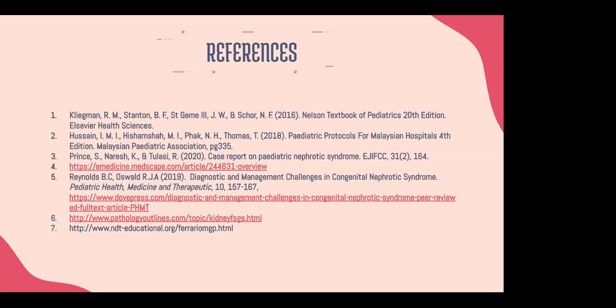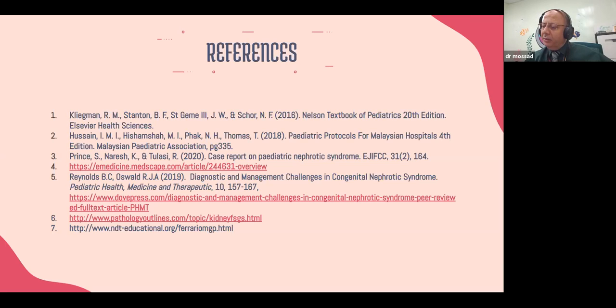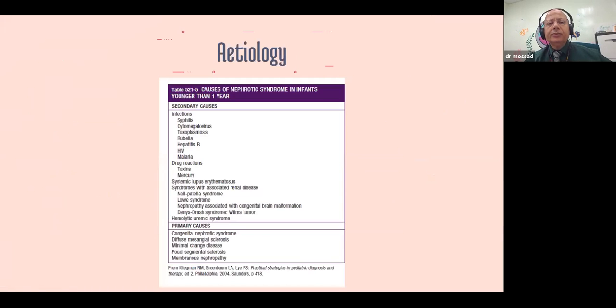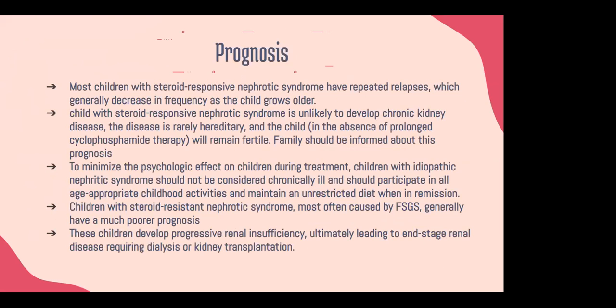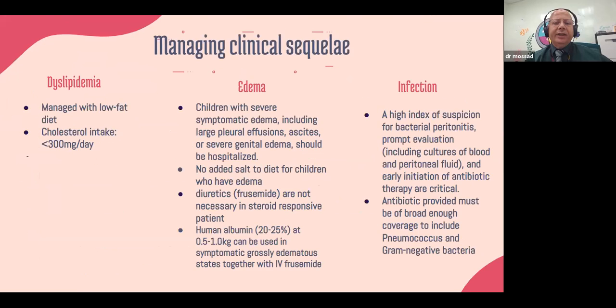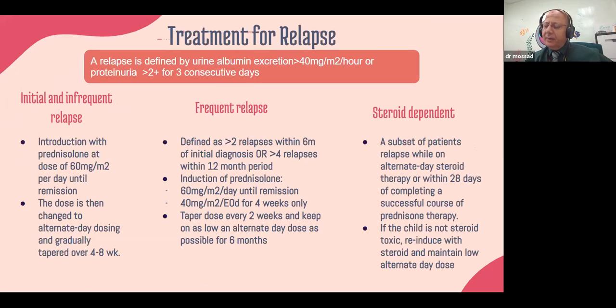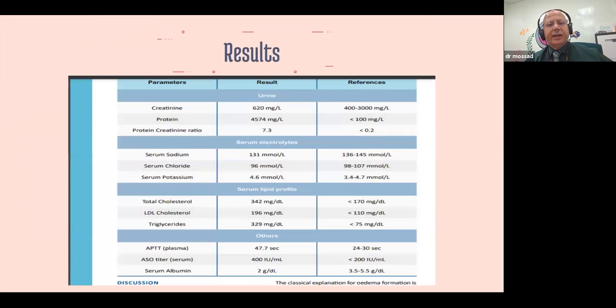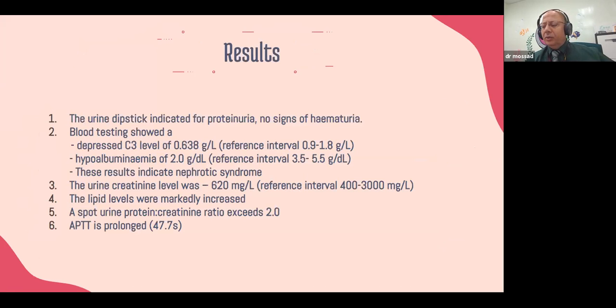The protein albumin ratio now, I think it is different measures, 0.2. Okay, you need to revise it, please. And then you need to revise the protocol for treatment again for corticosteroid.